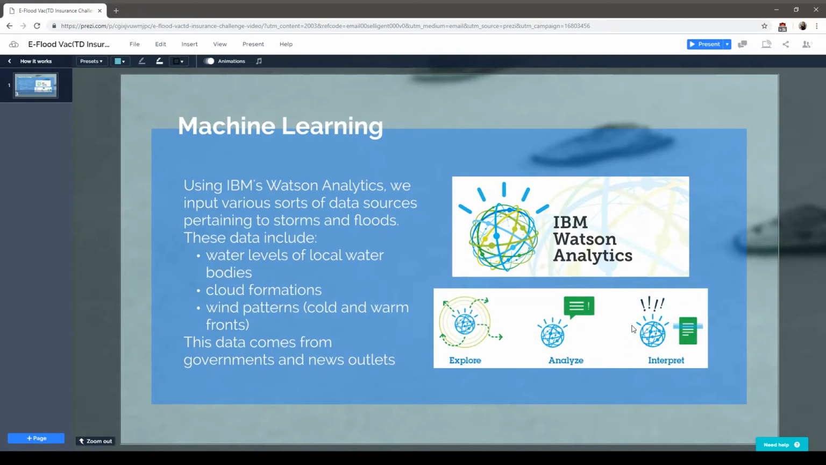Using IBM's Watson Analytics, we then input various sources of data pertaining to storms and floods. These data include water levels of local water bodies, cloud formations, and wind patterns. This data comes from governments and news outlets, including Environment Canada.